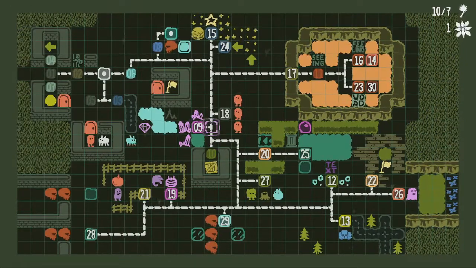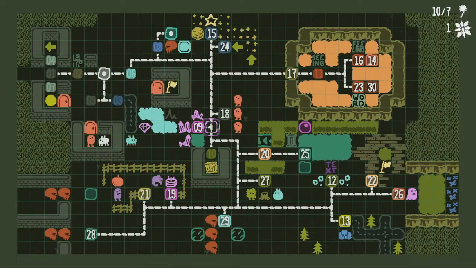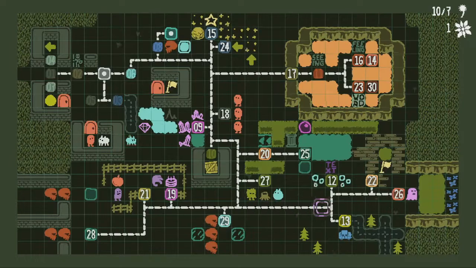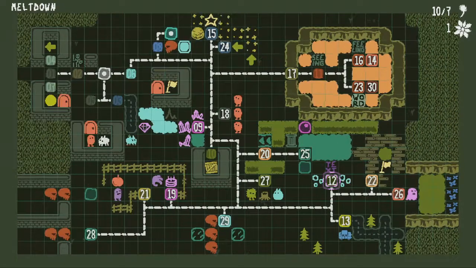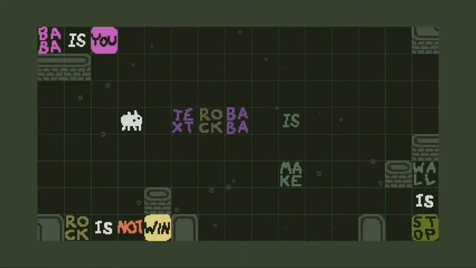So I did look at number 9 again, and I still don't have ideas on it. It seems to be very traditional Sokoban from the point of view of there's just not a lot of room to move words around. So eventually I'll come back to that. But let's take a look at puzzle number 12, Meltdown, and see what we can uncover.